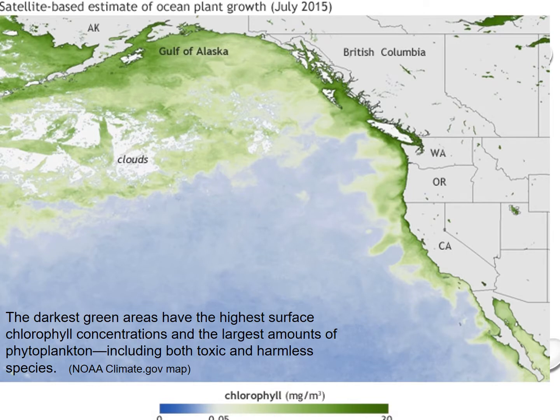And in this image, you can see the darkest green areas have the highest surface chlorophyll concentration, and therefore the largest amounts of phytoplankton, including both toxic and harmless species.